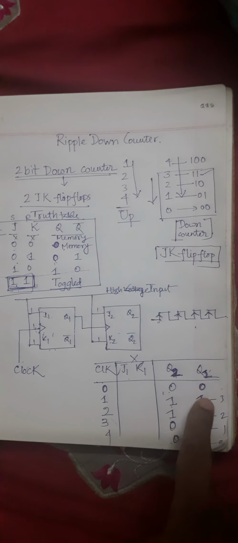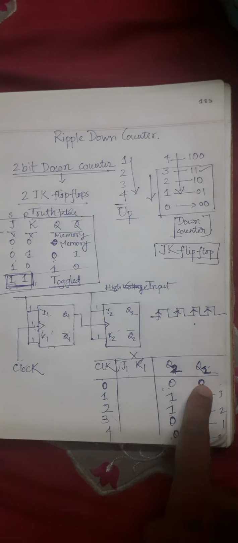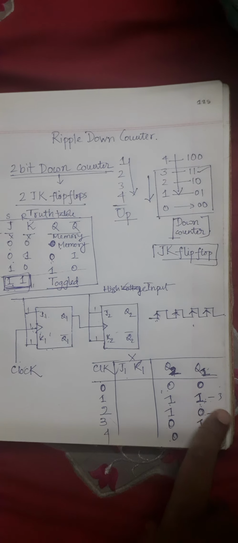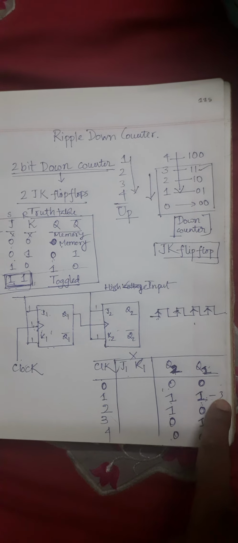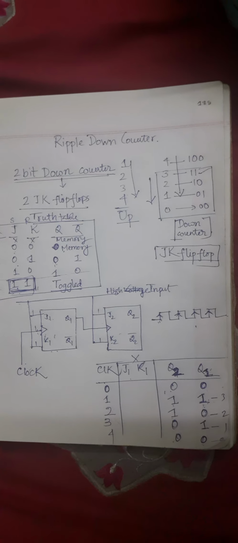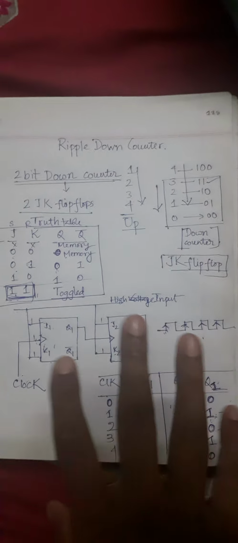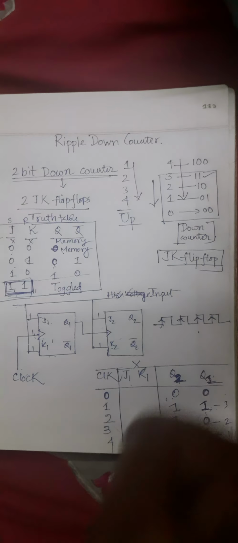First it's counting 0, then, in the initial state it had a value of 0, so we are counting downwards: first 3, then 2, then 1, 0. It goes like this. Okay, so I hope you have understood the functionality of a 2-bit down counter. Now we will get into synchronous counters.